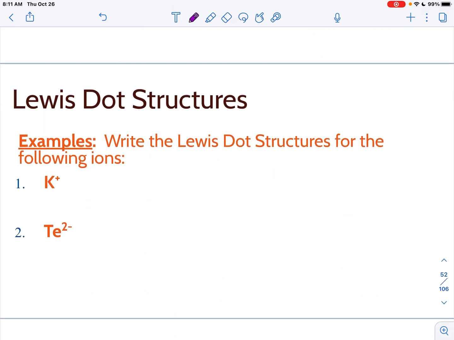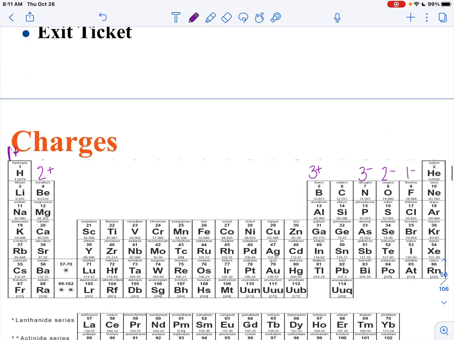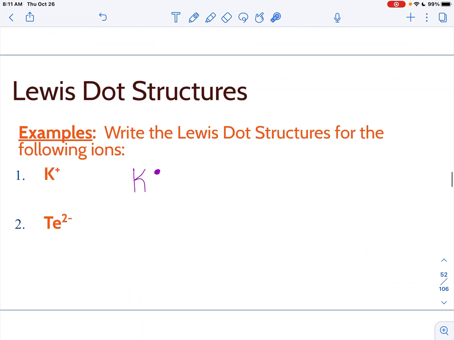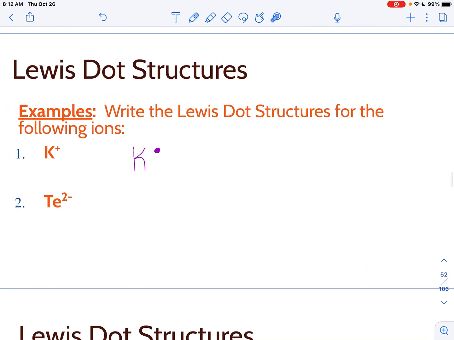We're going to start with potassium. The first step is to write the regular Lewis structure of the atom potassium, which just has one valence electron because it's in group 1A. If you look at the charges that we just gave you, potassium also gets a 1 plus charge. And here's why I wanted to start with these Lewis structures.